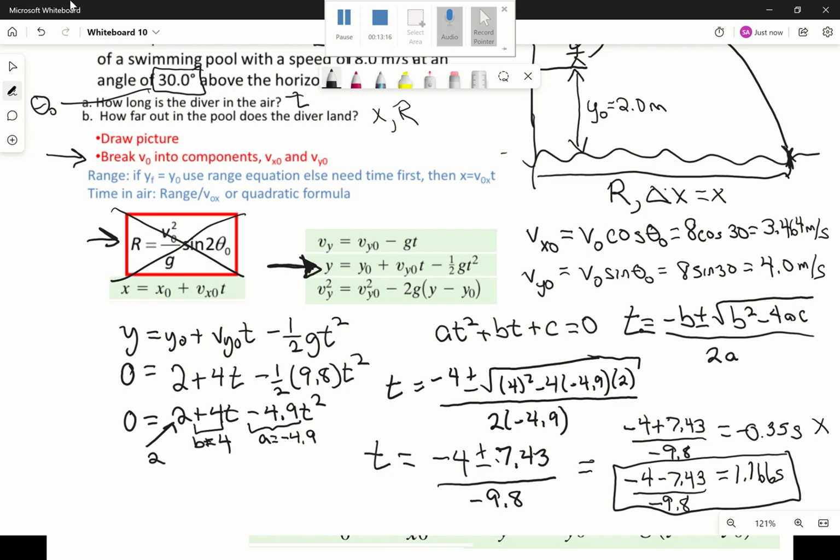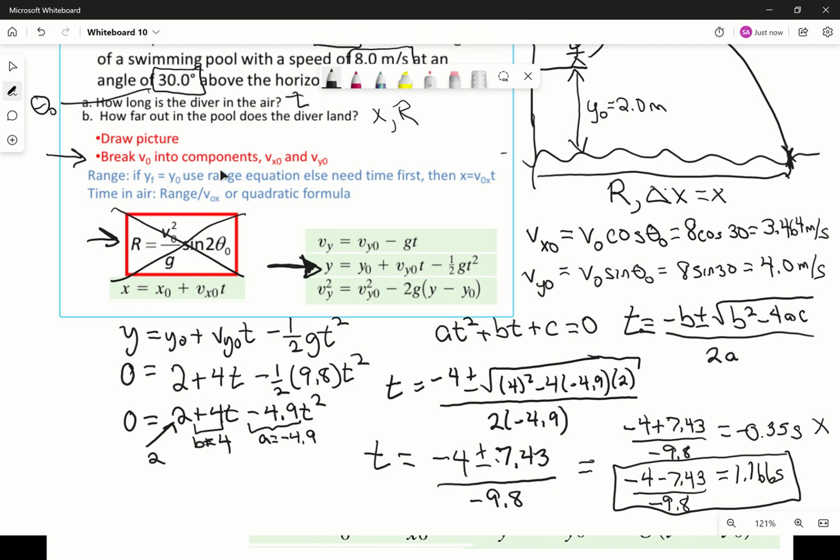So now I need to find how far out in the pool the diver lands. So what's the range? How far does it go? Well, remember, for the range, if it lands at the same height at which it took off, I can use the red equation. We've already said that's not the case here. If not, then I'm going to use that the distance it travels is the initial velocity in the x direction times the time, which I just solved for.